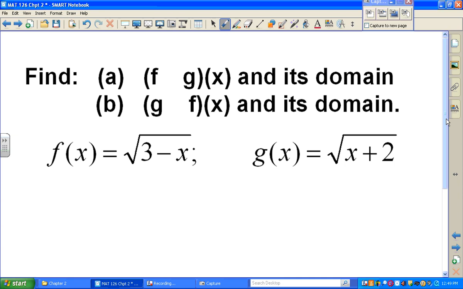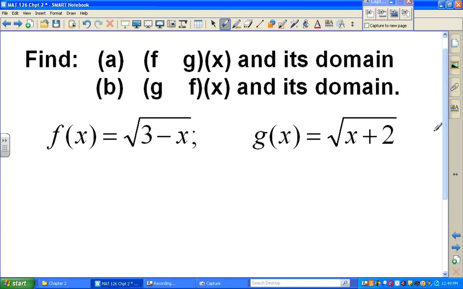Fantastic. You want to do another one? You get the idea. You got the idea? Yeah. All right. Let's do one more on your own. B. G of f of x. The domain or both? Like find that. No, yeah, no, just find the domain. G of f of x. Give that a shot.